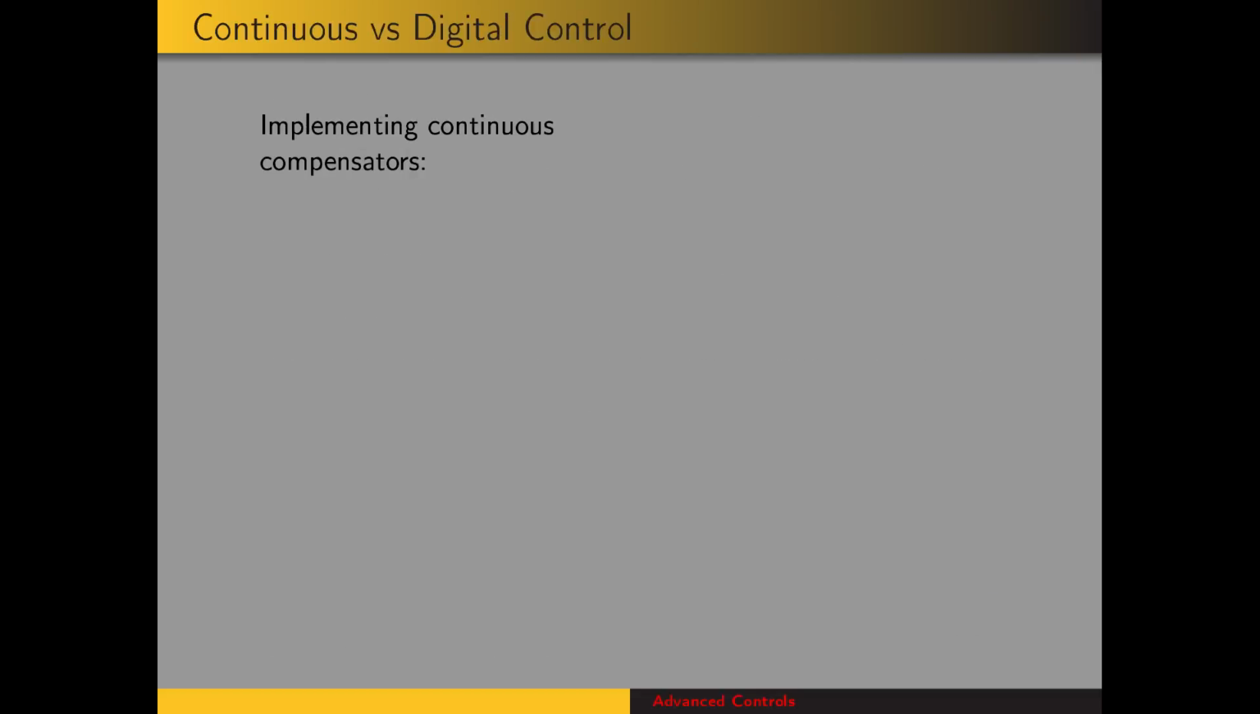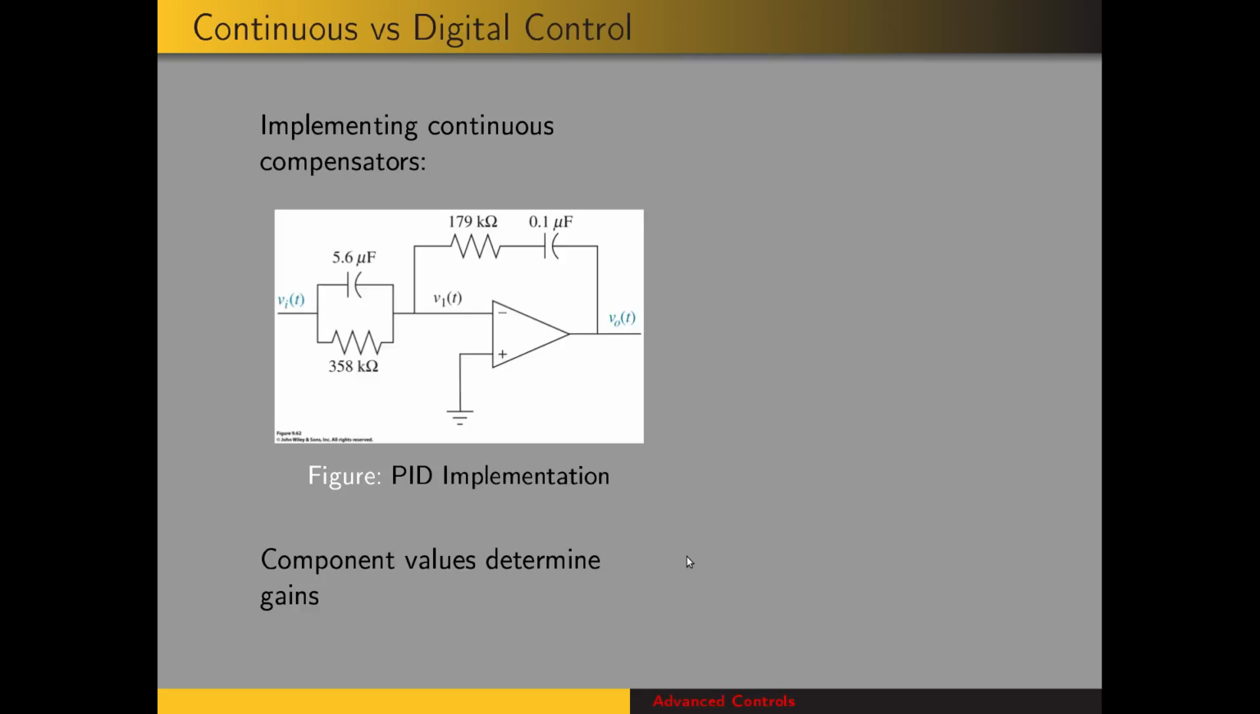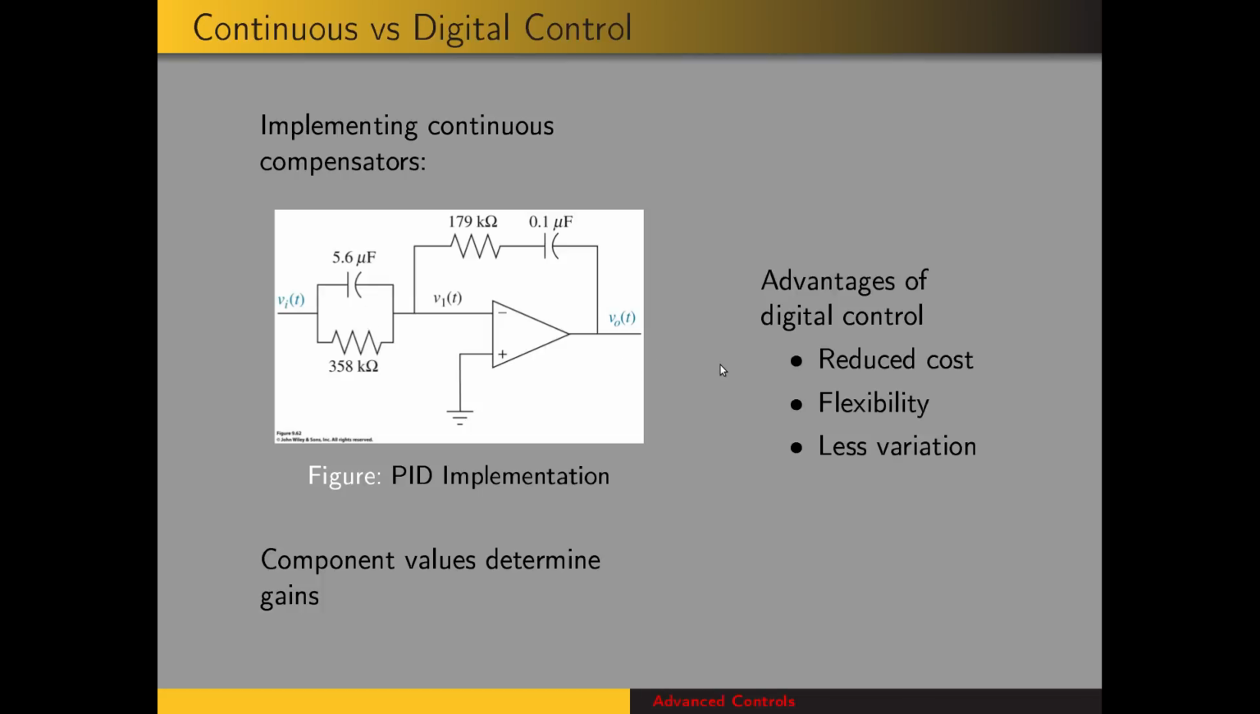First of all, the difference between implementing continuous and digital control systems. Here's an example of a PID compensator in the continuous domain. The values of these components, resistors and capacitors, determine the gains for our PID compensator. So we have capacitors, resistors, and an op-amp. In the digital domain, this would be replaced with a computer, and that has some advantages.